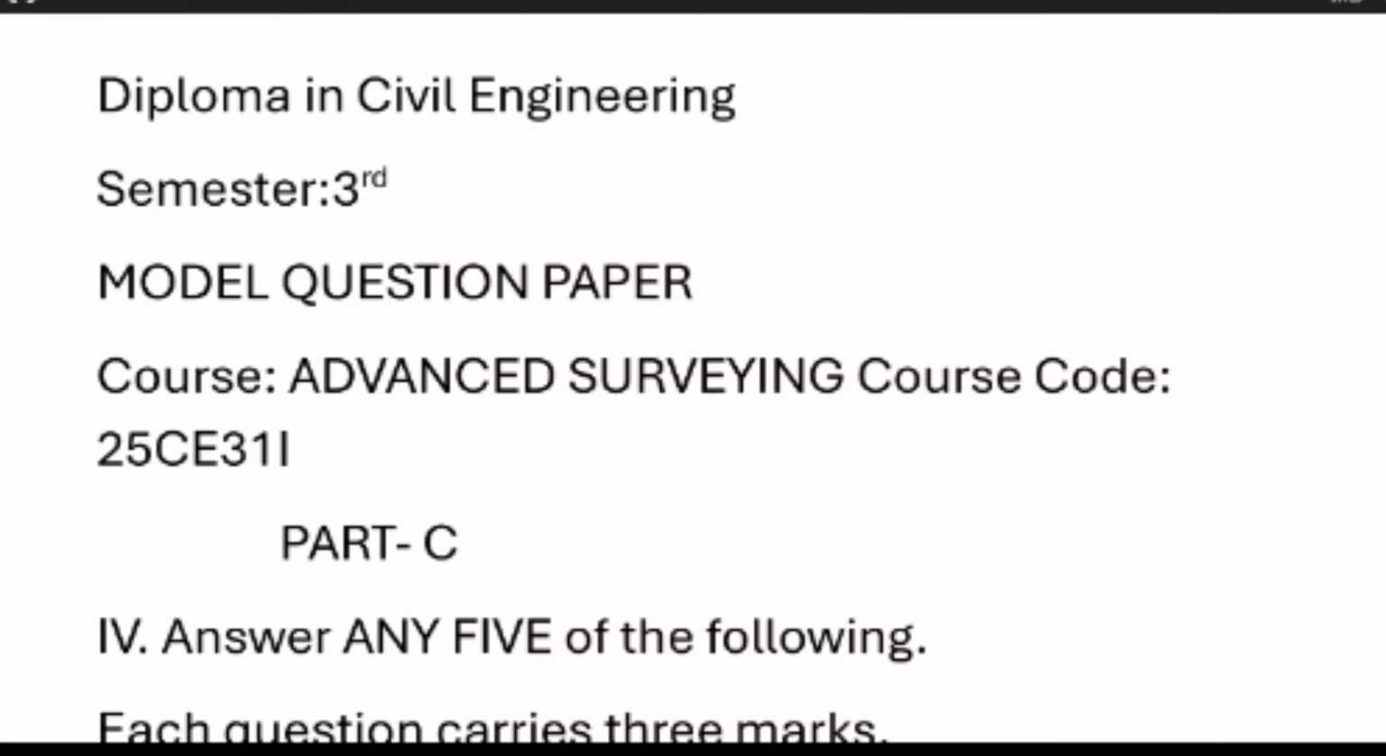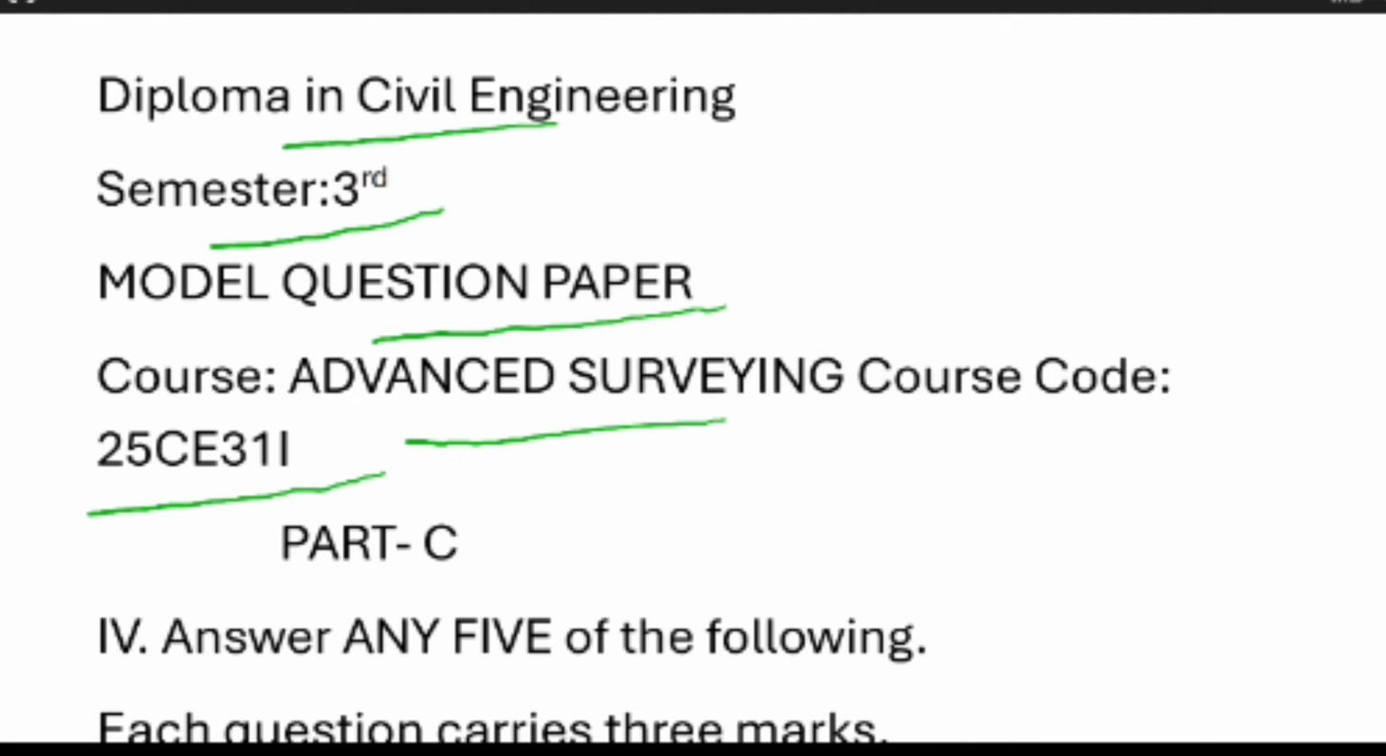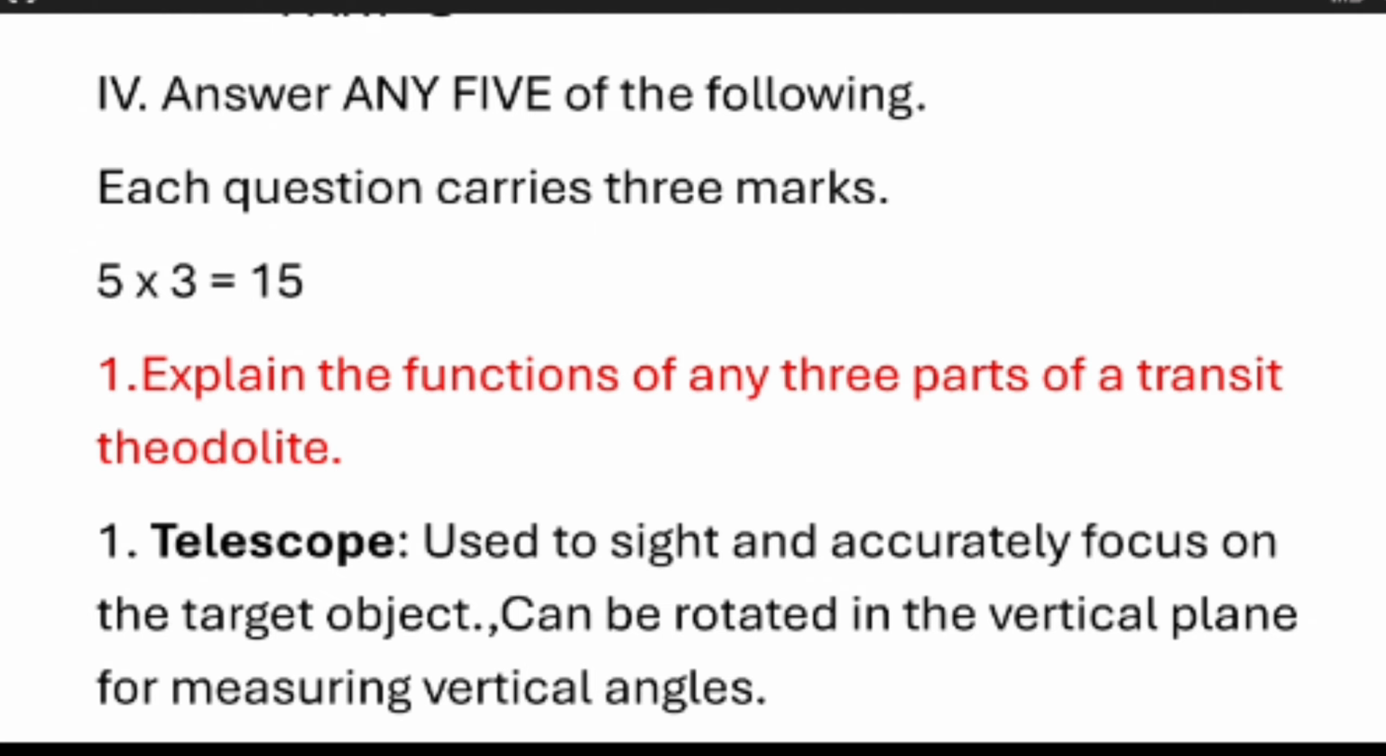This is the third semester Diploma in Civil Engineering, third semester Model Question Paper 1. Subject name is Advanced Surveying, subject code is 25CE31I. So already I have explained the 2 marks questions. Now today we are going to learn the 3 marks questions and answers. So these are the 3 marks questions and answers.